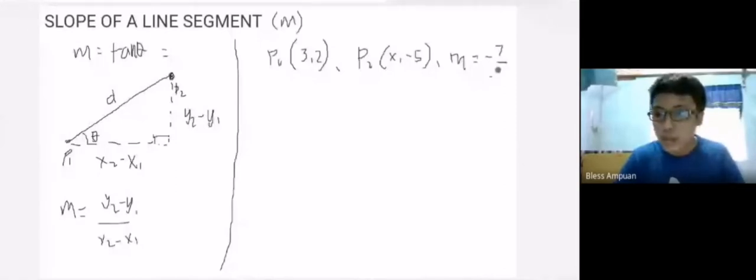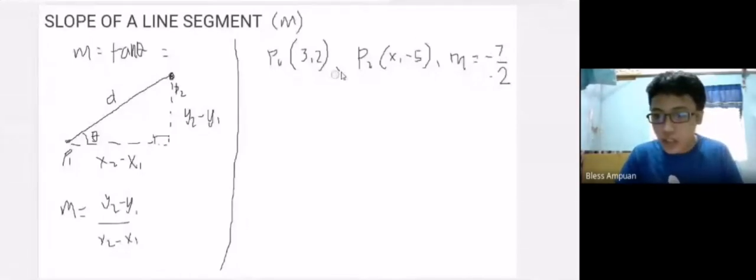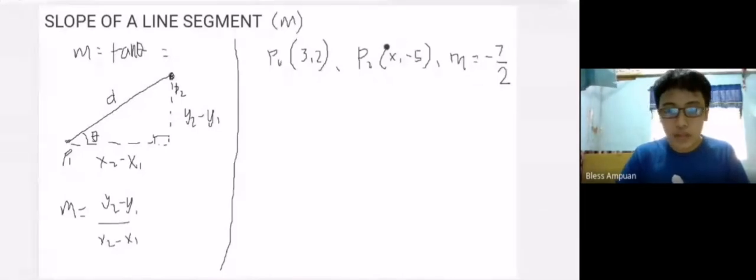Okay, so in this kind of problem, we already have two points, and we have a given slope of negative 7 over 2, or negative 7 halves. At this point, we are going to find what the x of the second point would be, the abscissa of our second point.